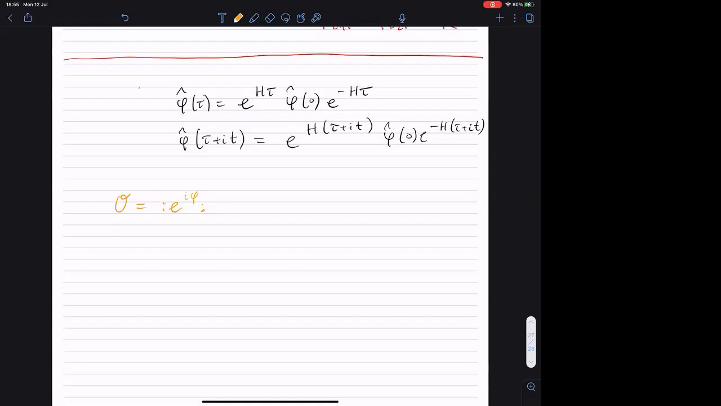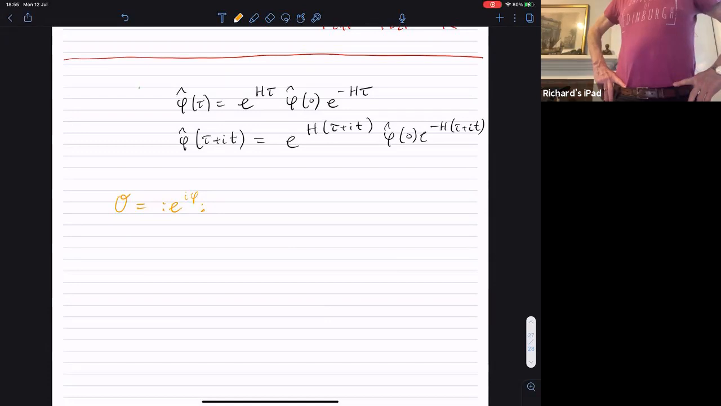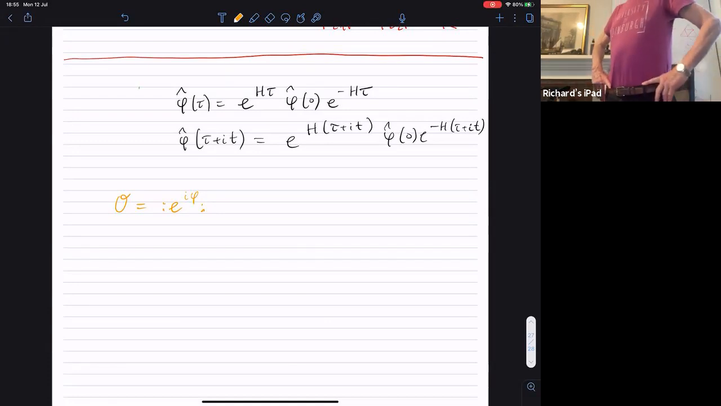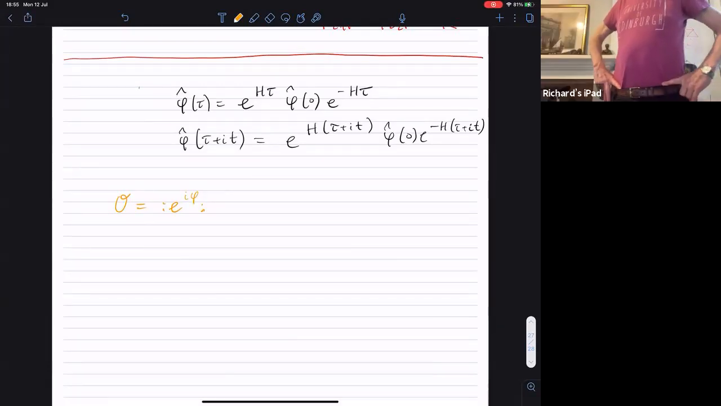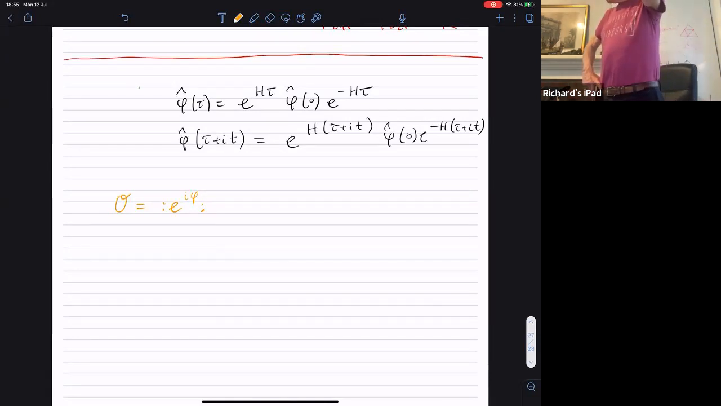But I'm not sure if this is proved. Certainly in the same sector, for sure. The question is, can you build it from local operators? I think the idea would be that the state it creates, you should be able to approximate arbitrarily well using local operators. It's not necessarily exactly the same state. Yeah, then you're okay.